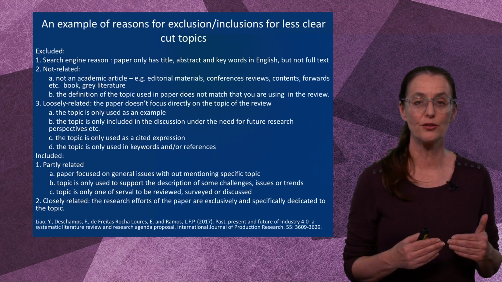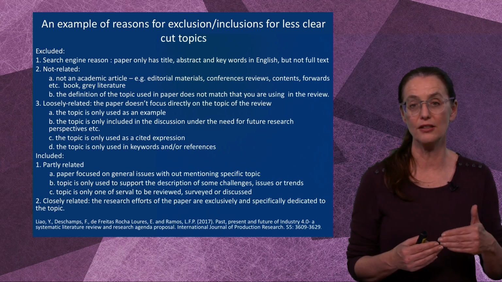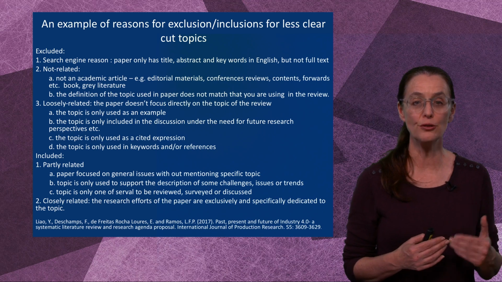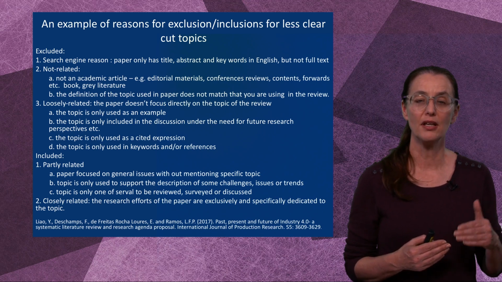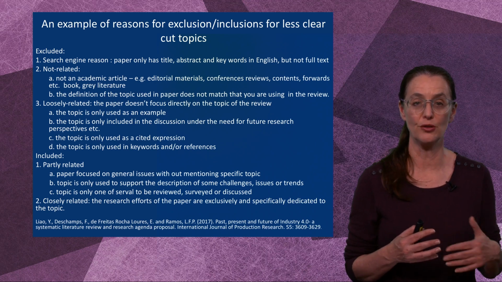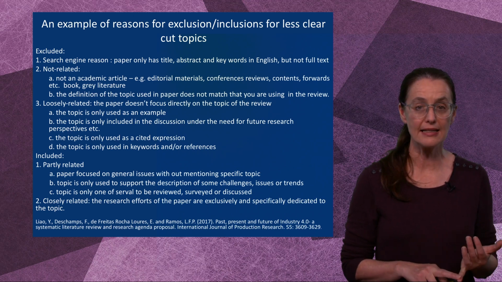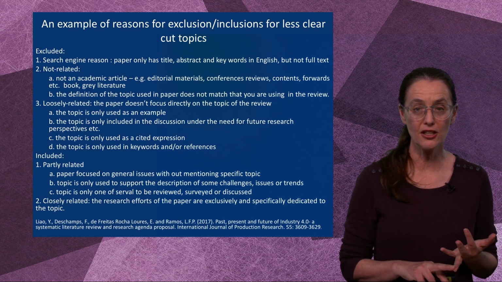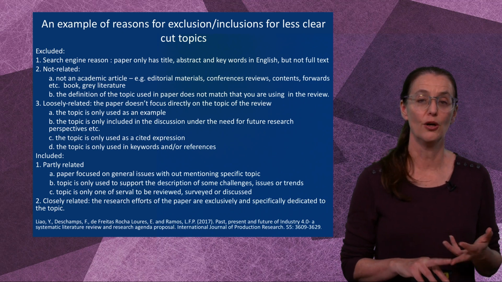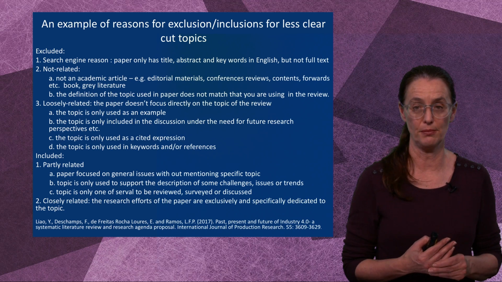Then they also excluded ones where the definition of the topic used in the paper did not match the one that they are using in their review. And then they had ones they excluded which were loosely related. So the paper was using the definition, but it only loosely was related to it. It wasn't directly focused on the topic of the review. So it was only used as an example, it was only included in the discussion and the need for future research, it was only used as a cited expression, or is only used in the keywords or references, but wasn't actually the major focus of the paper.